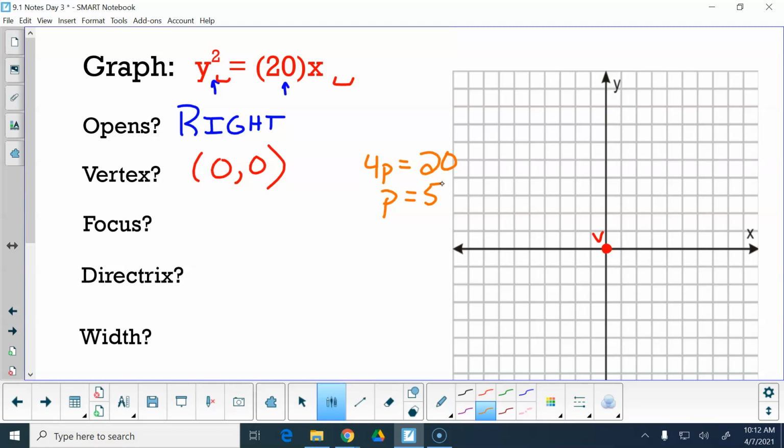Let me rephrase the question. From Monday's notes, where is the focus located? Inside the parabola, right? So the focus would be to the right because it opens to the right. So I count out 5 spaces. 1, 2, 3, 4, and 5. And that is my focus. So my focus would be at the point (5, 0).